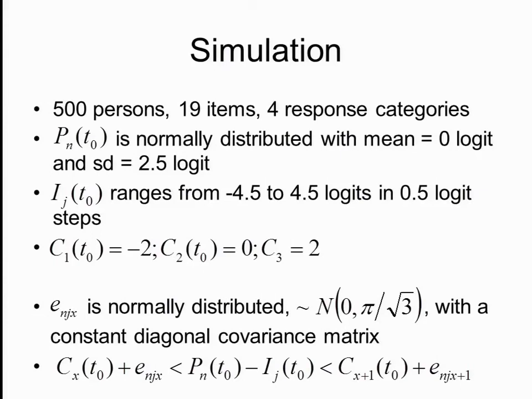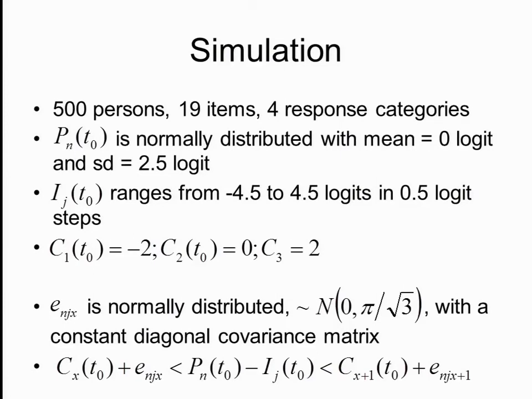And we assume there are no correlations in this matrix of errors. In other words, the error e_njx varies as a function of person, it varies as a function of item, it varies across categories, and none of those things are correlated with each other. They're all independent. That's what's called local independence, which is what all these models use.